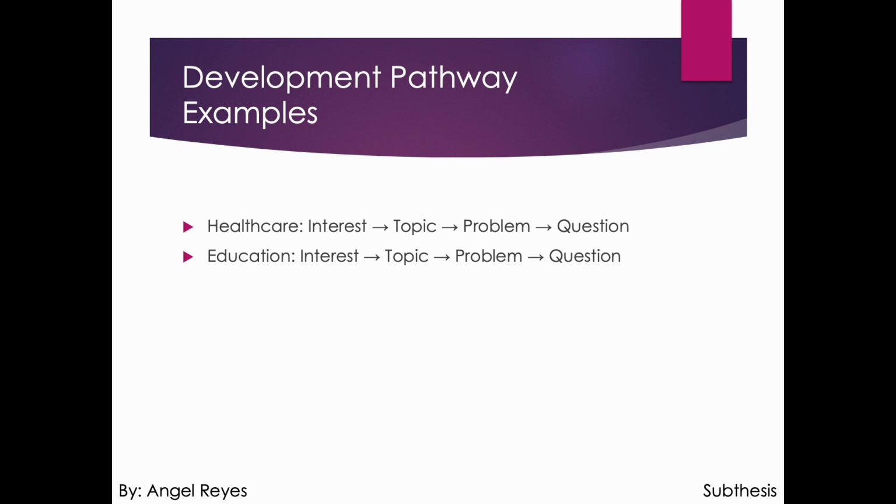patients with chronic conditions? Similarly, in education research, an initial interest in student motivation might focus on the topic of online learning engagement. The researcher might identify the problem of high dropout rates in online courses, leading to a research question like, what factors predict persistence in self-paced online courses among first-generation college students? Notice how each example moves from broad to specific, creating a manageable and focused research direction.